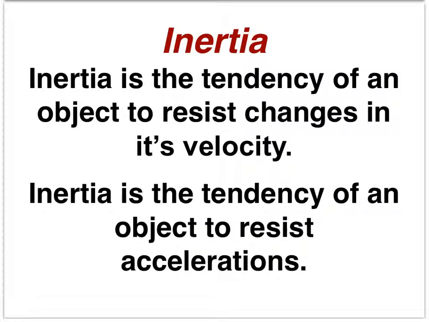So a couple more ways to think of inertia. Inertia is the tendency for an object to resist changes in velocity. If you want to change your motion, you have to change your velocity, either your speed or your direction. So inertia is the tendency to resist velocity changes, which means if a change in velocity is an acceleration, then inertia is the tendency for an object to resist accelerations.